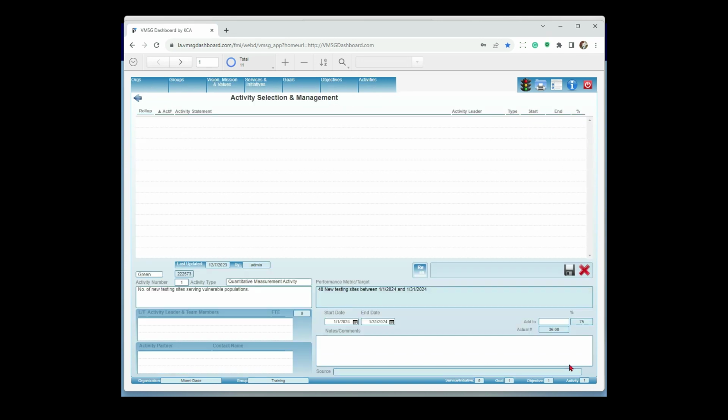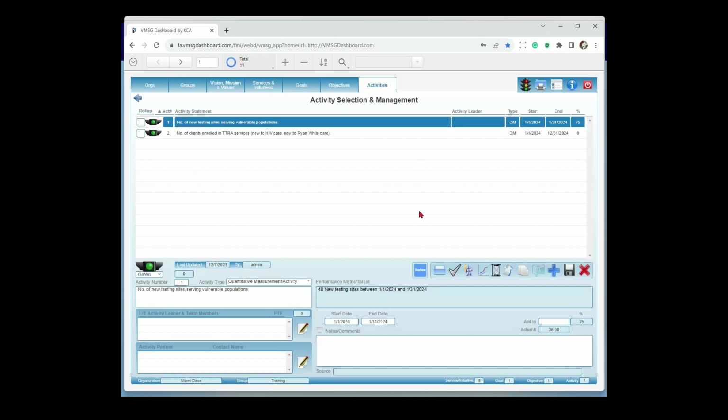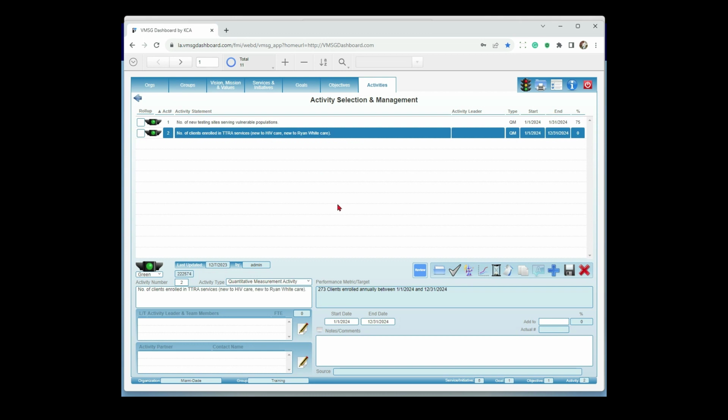Okay, that now makes sense. What about ones like the second one, the number of clients enrolled? That's annually, it's not cumulative. Right. We want to do 273 this year and 285 next year and so on.